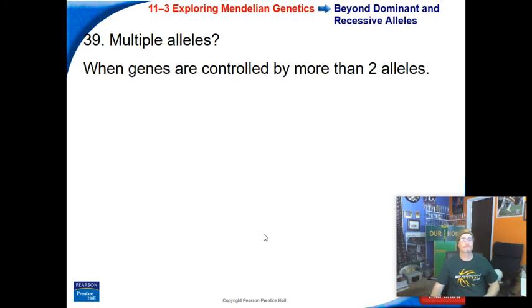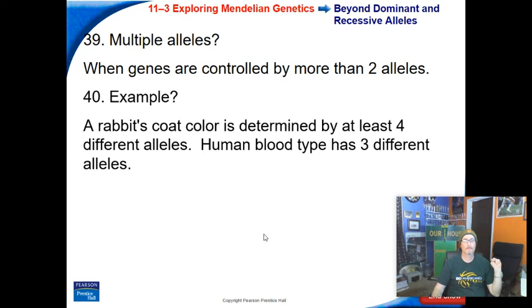Moving ahead. All right, multiple alleles. When genes are controlled by more than 2 alleles. So remember, up until this point, we've been talking about a dominant allele and a recessive allele. Most genes demonstrate either dominance or recessive. So 2 forms of the gene. Multiple alleles means genes that are controlled by more than 2 alleles. An example, a rabbit's coat color is determined by at least 4 different alleles.